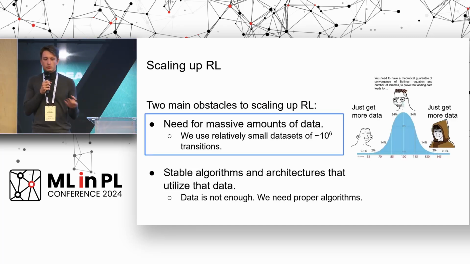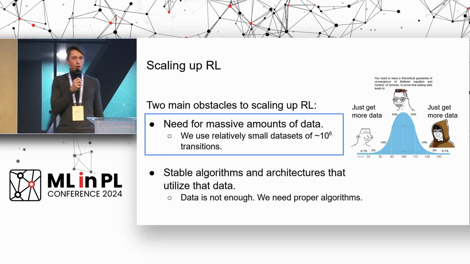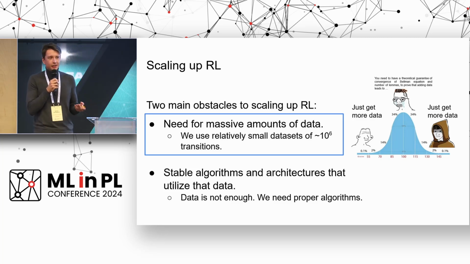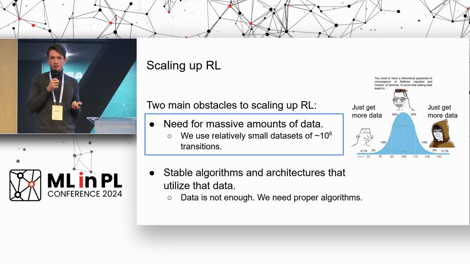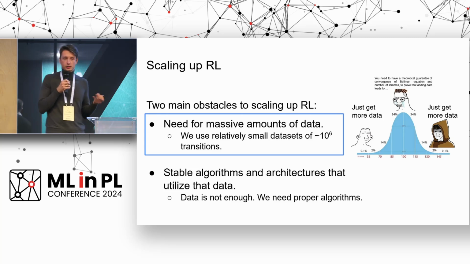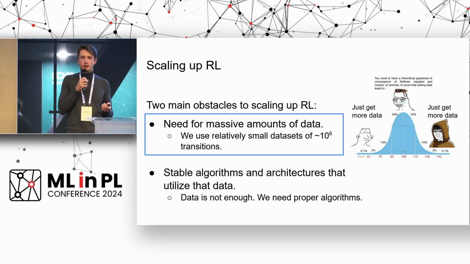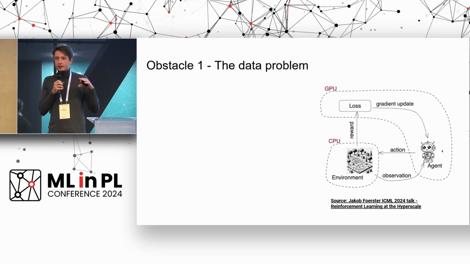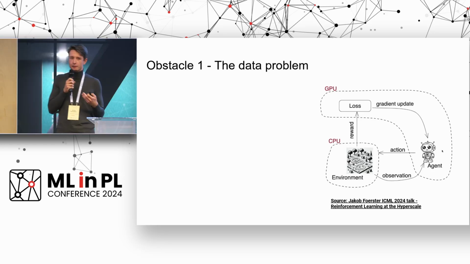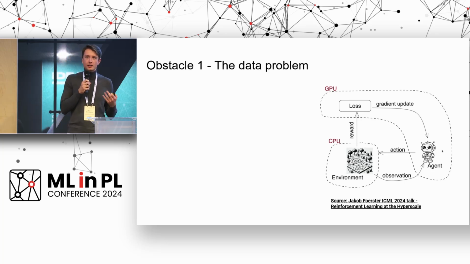But let's start with the first obstacle, because it's easier. We have seen in other domains that just pouring more data into the model just works. So if it also works in reinforcement learning, let's see. But why are we having a problem with data? It is because for a long time we were doing something super suboptimal.